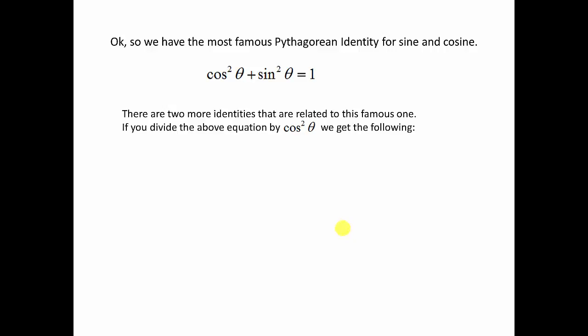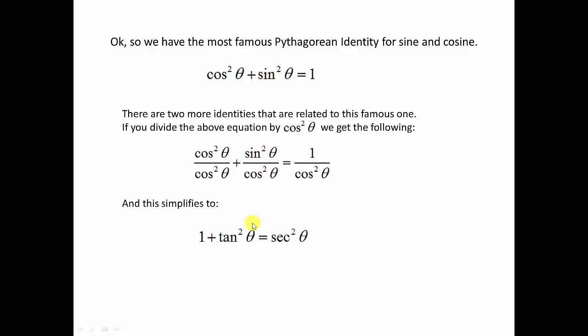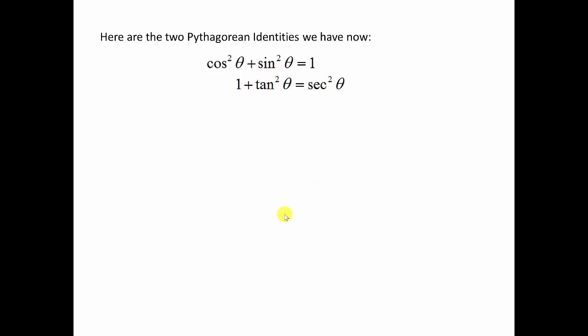So if we take this equation right here and divide everything by cosine squared, right? Cosine squared divided by cosine squared, sine squared divided by cosine squared, 1 divided by cosine squared. We end up with this. And this, of course, is just 1. Sine squared over cosine squared. Remember, tangent is sine over cosine, so that turns into tangent squared. We ended up with this. And, of course, 1 over cosine squared is secant squared because secant is 1 over cosine. And that's the second Pythagorean identity. So this is what we have so far.